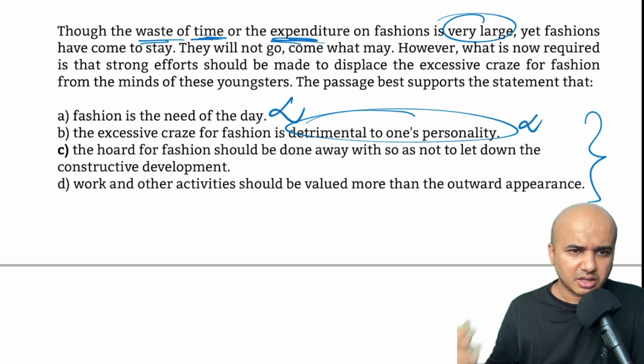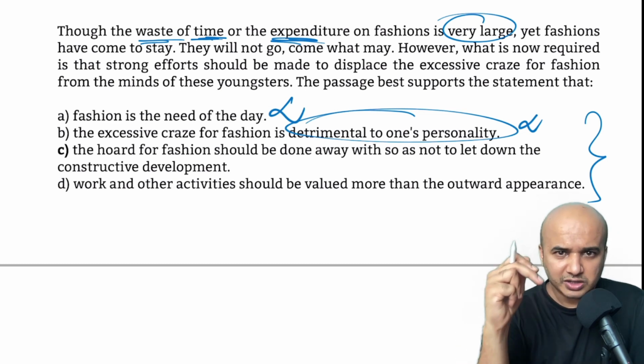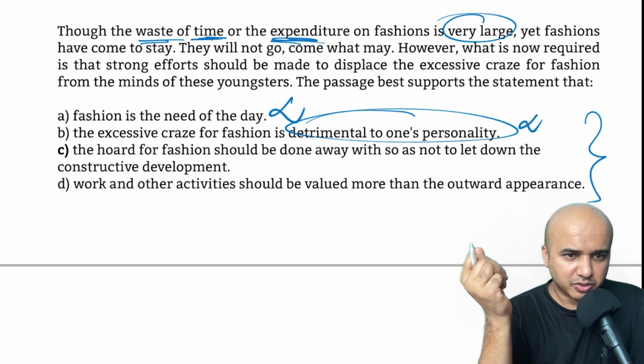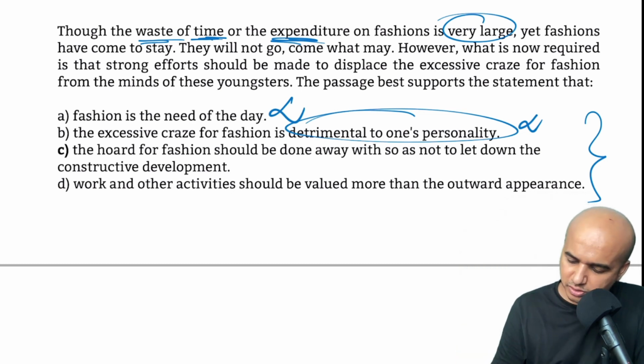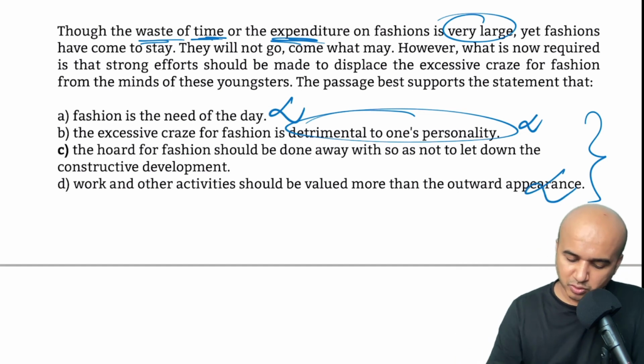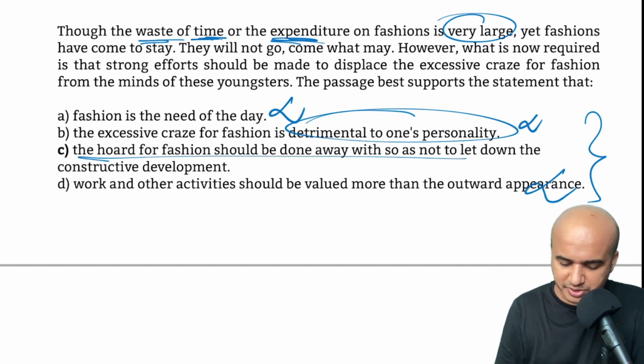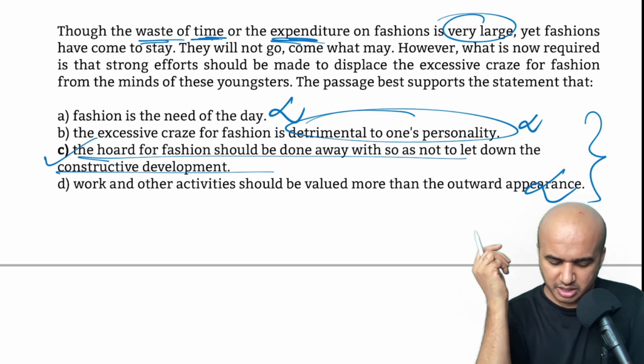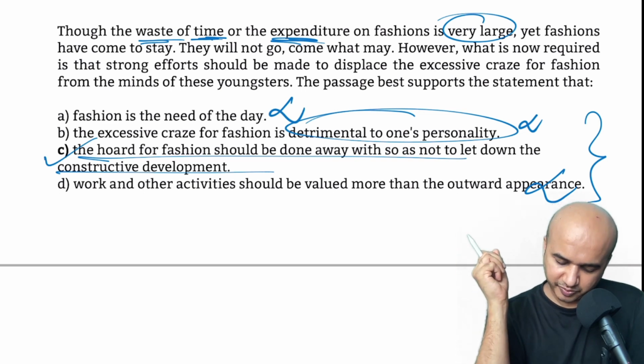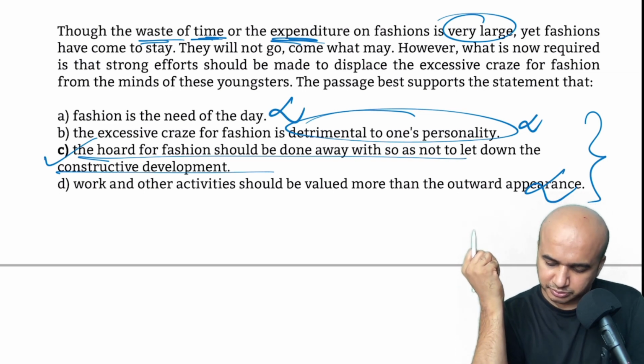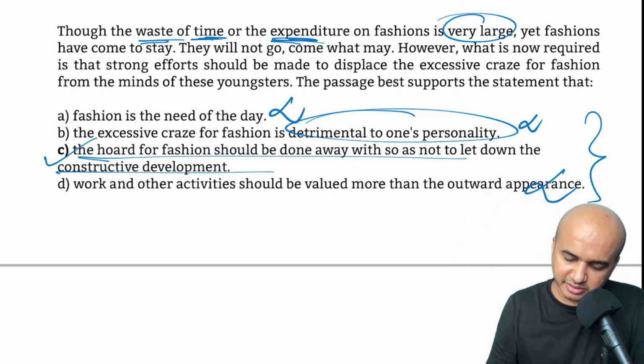Okay, fine. Let us look at the last option. If that also doesn't work, then we can come back to C. Work and other activities should be valued more than the outward appearance. No, they have not mentioned anything of that sort. So they are only sticking to fashion. So obviously option C is the only one which seems plausible. So we'll stick with option C, the marked one. Fine. So basically, this is what they're trying to say. What is now required is that strong efforts should be made to displace the excessive craze. Okay, fine.